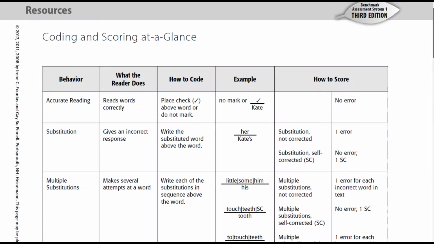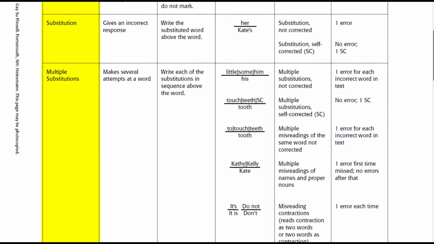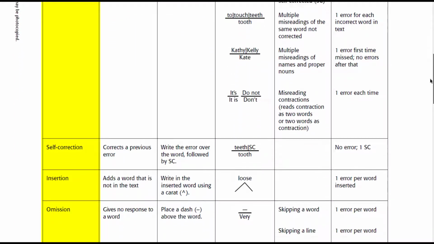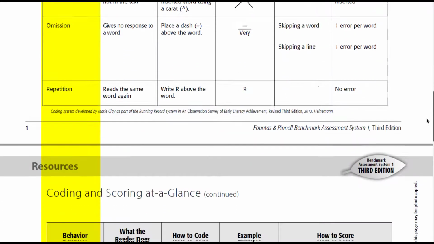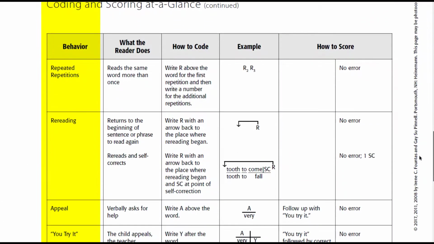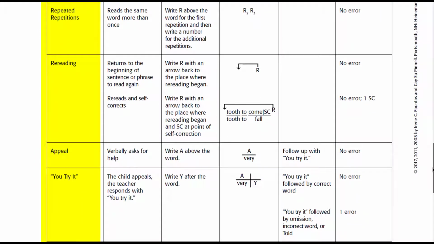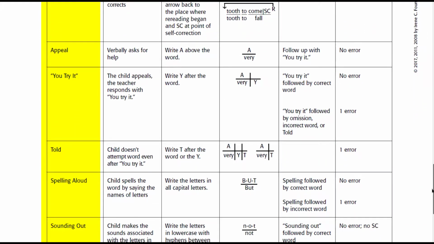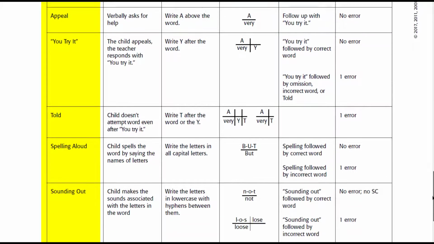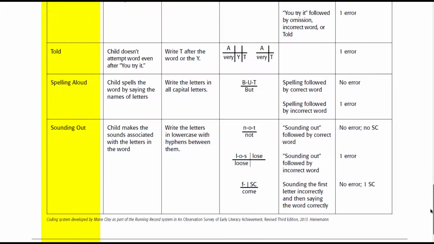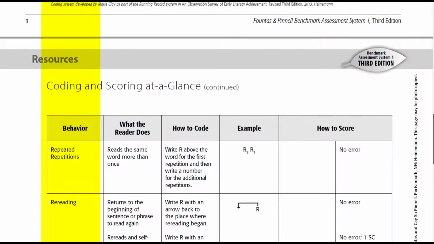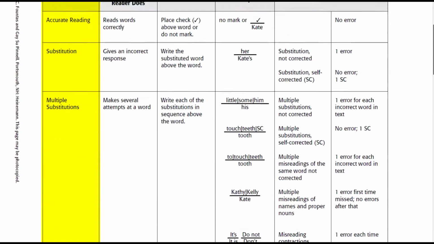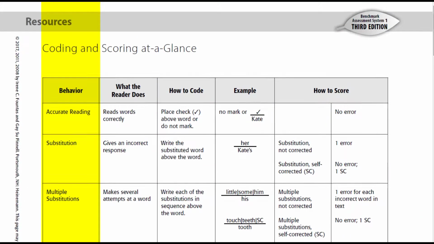You can see that the behaviors that we'll be observing are things like substitutions, self-corrections, insertion, omission, repetition, rereading, appealing for words. Sometimes you may have to tell a student a word. We may observe them spelling out words or sounding out words. All of those are behaviors we'll see during the oral assessment, and we'll need to know how to code these so we can then apply a score to it.